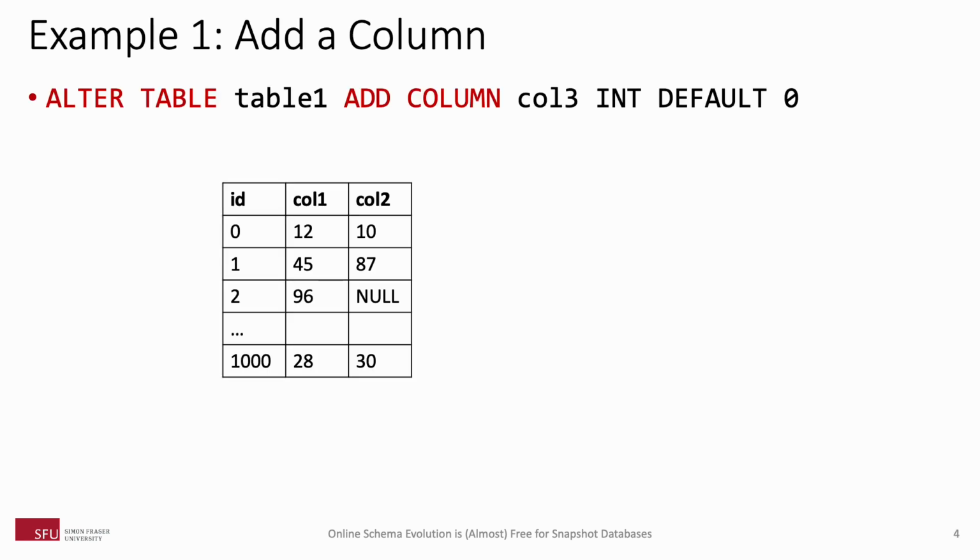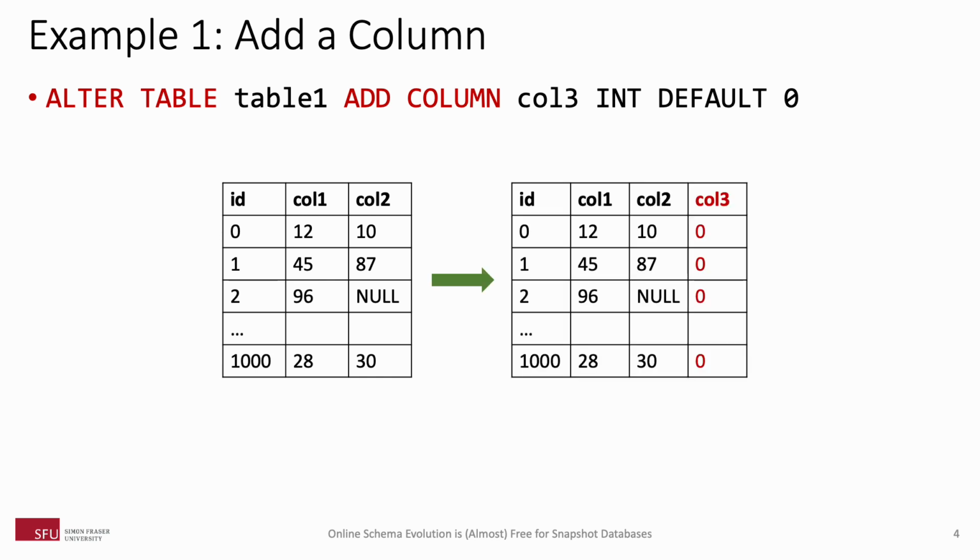Here is one example. Let's say we want to add a column 3 with default value 0. The DB engine will copy each record and add a column on each record. So the final result is that we can have a column 3 with default value 0s. So the adding column here can be done by copy and transformation.